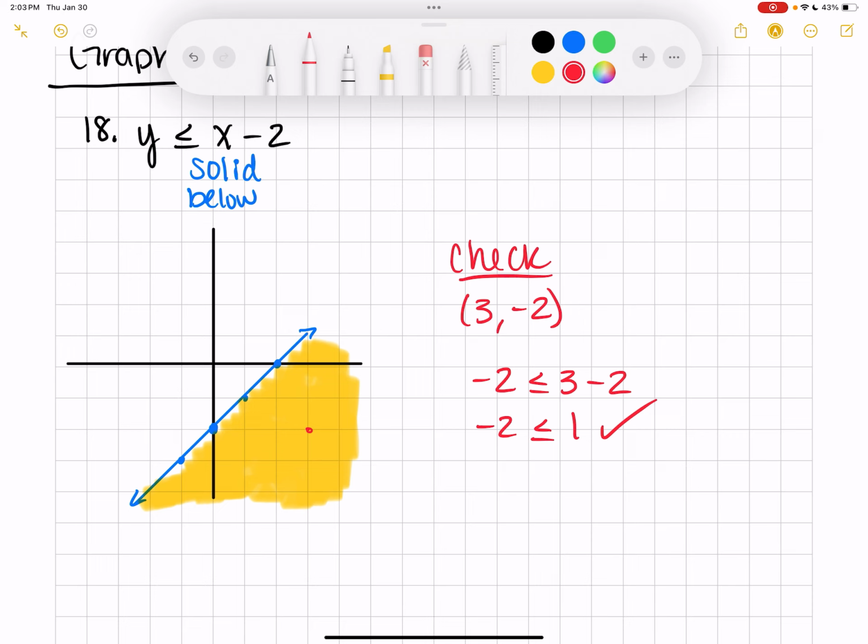And the reason that this line is solid is because the part that's actually on the line makes this statement true as well. So if I plugged in 2, 0, I'm still going to end up with a true statement. But on a dotted line, I would not. I would end up with a false statement. Okay? Does that make sense? All right. Let's look at another one.